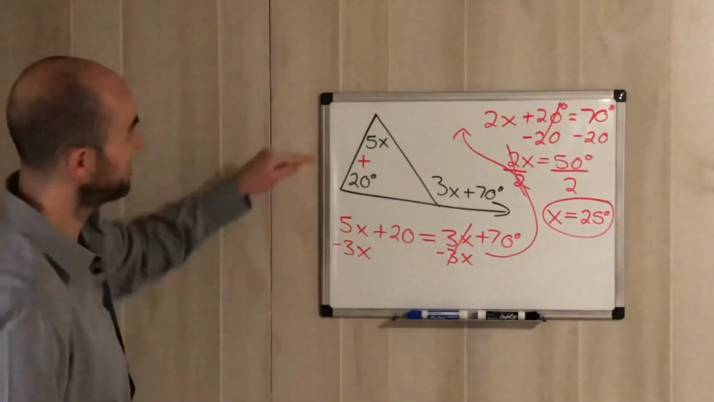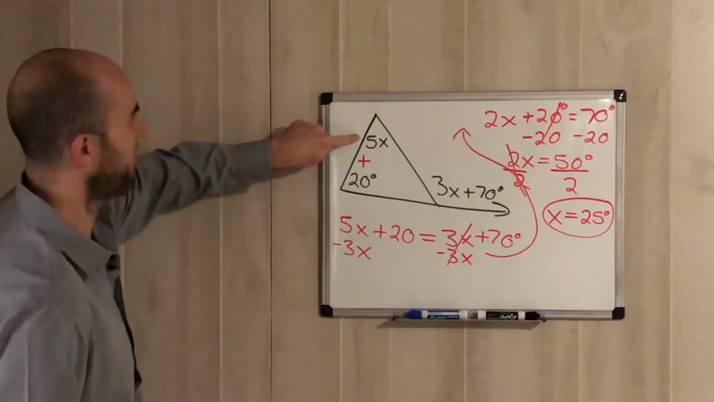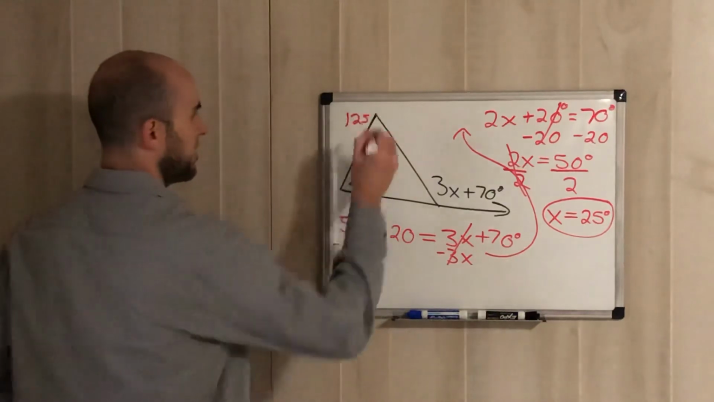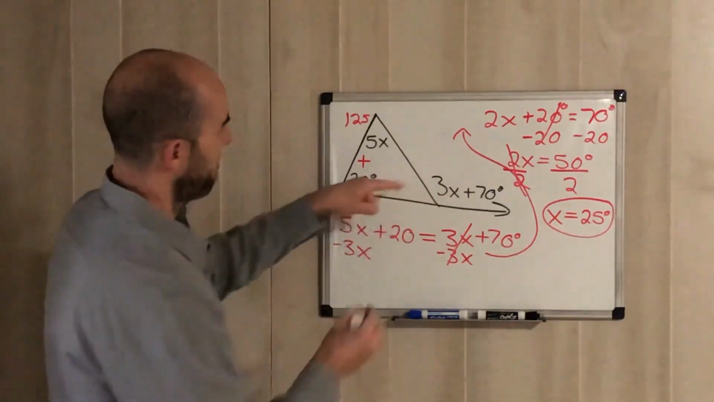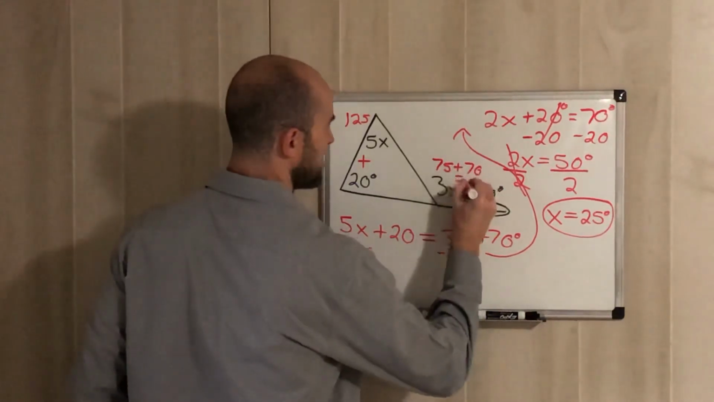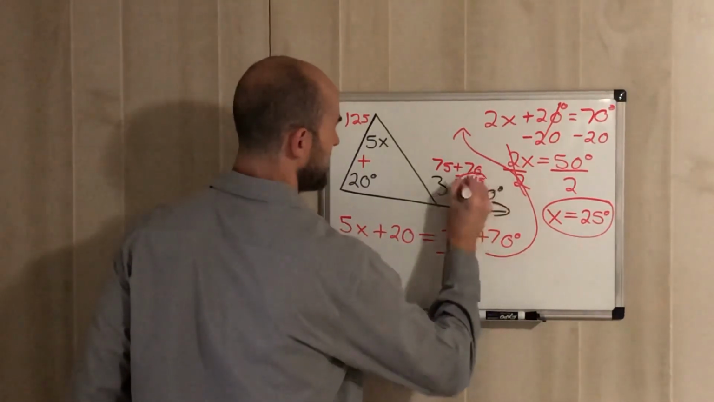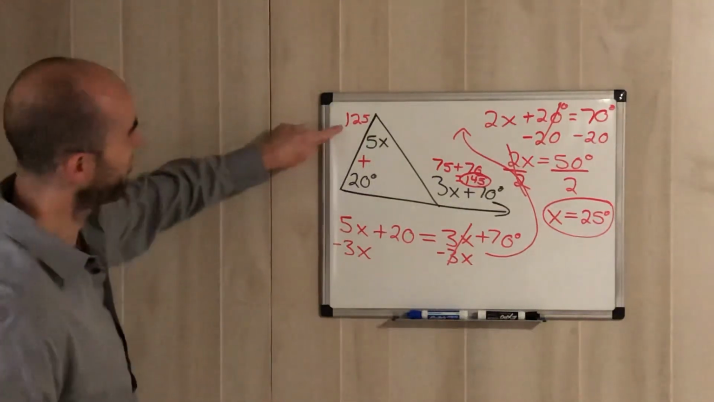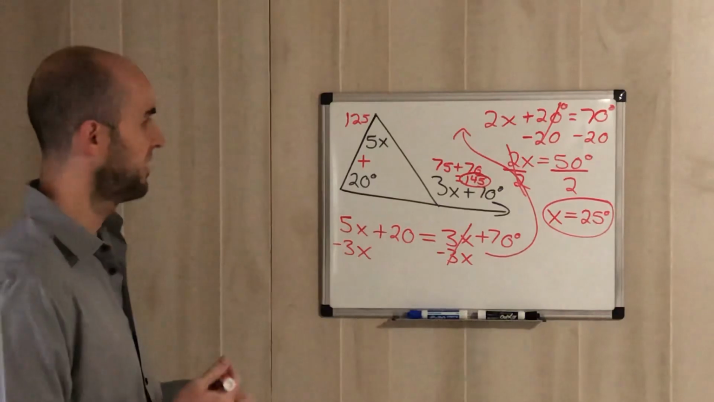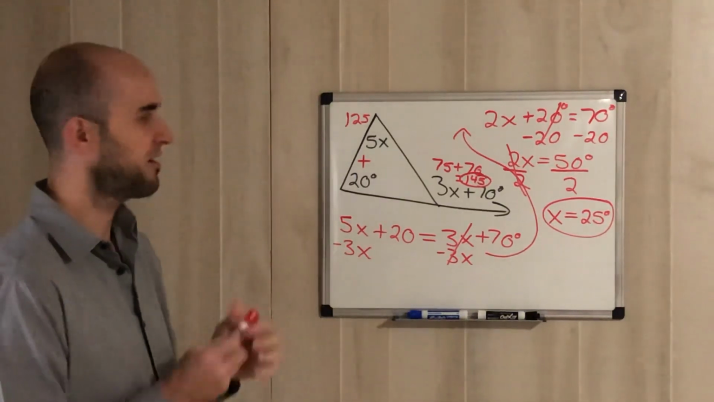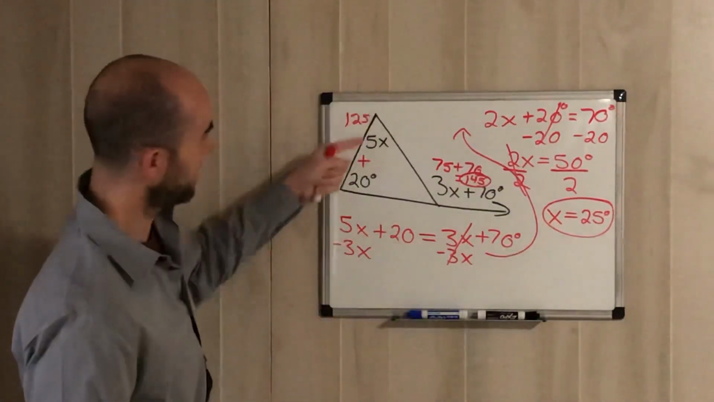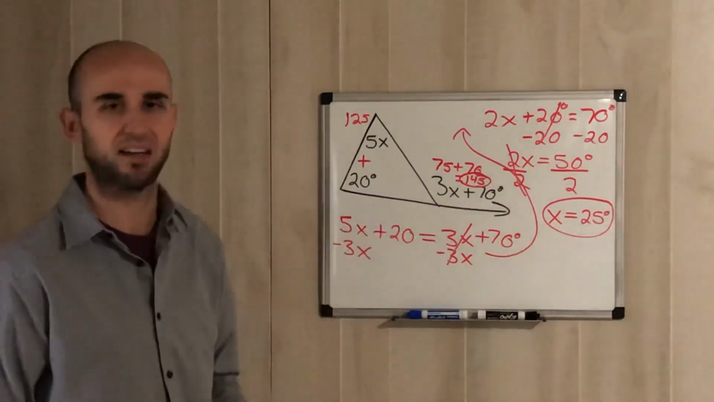And then again, if we wanted to check it, we could substitute it, right? We know 5 times 25 is 125, right? We know that 3 times 25 is 75. 75 plus 70 gives us 145, right? That's 145 right there. If we add up 125 and 20, it gives us 145. We're right. Again, always remember, guys, exterior angles, angles that are outside. And whenever you add up the two remote interior, it always equals the exterior, okay?